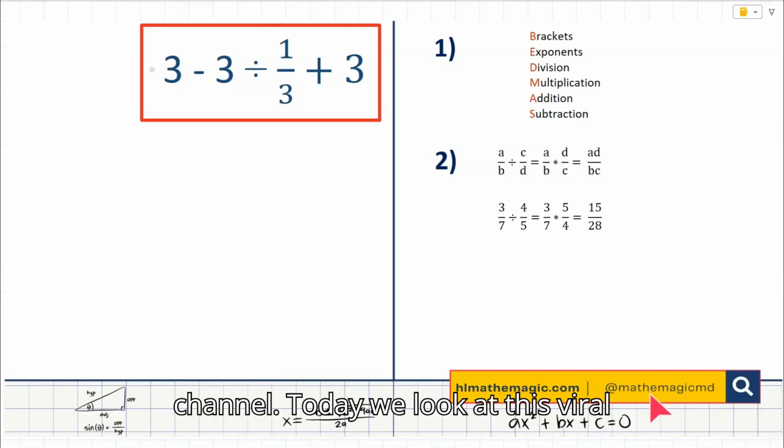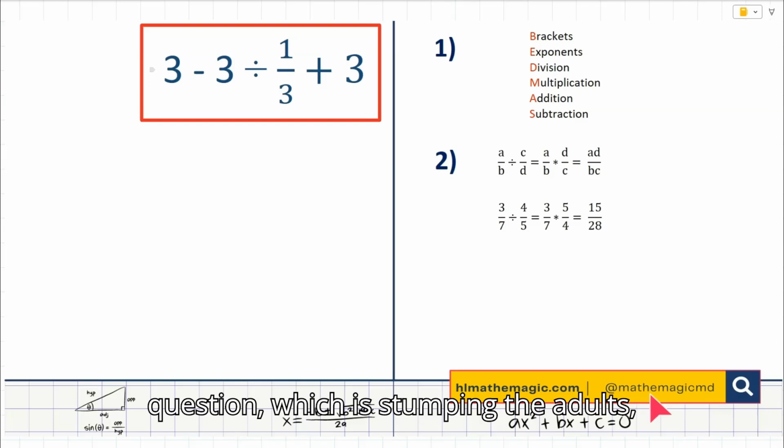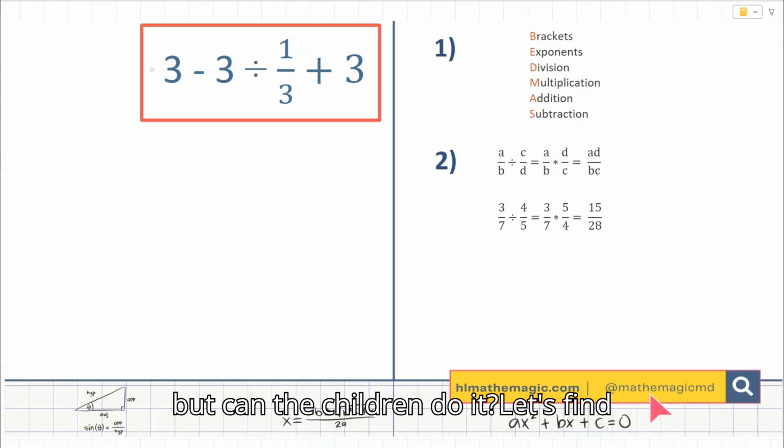Today we look at this viral question which is stumping the adults, but can the children do it? Let's find out.